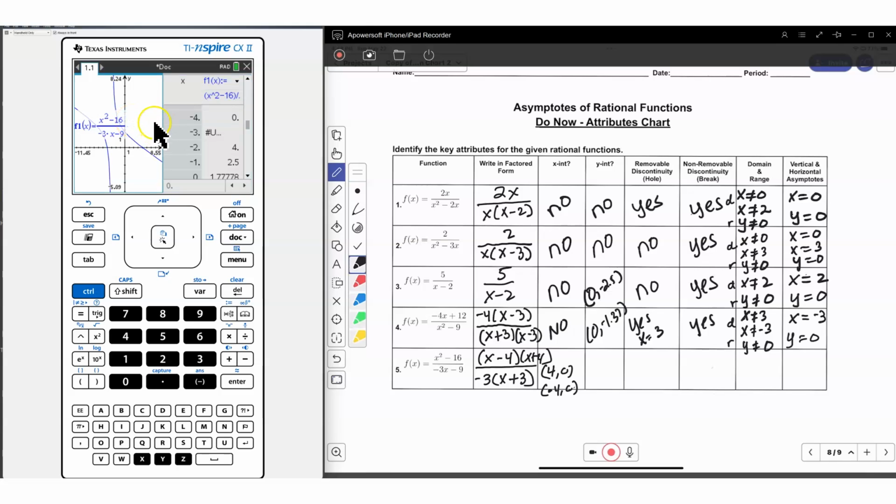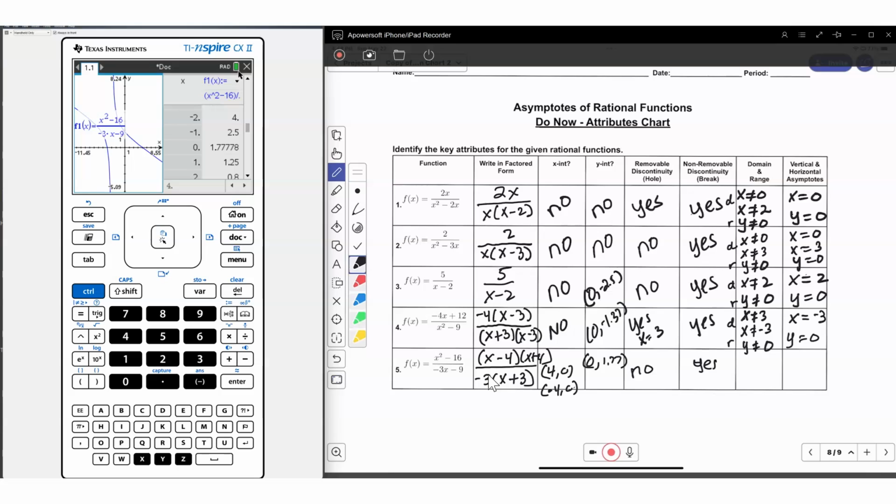So now we already found the x-intercept. We got to find the y-intercept. The y-intercept is 0, 1.77. Is there a hole? I'm going to say no because there's no common factor with the numerator and the denominator. So there's none.